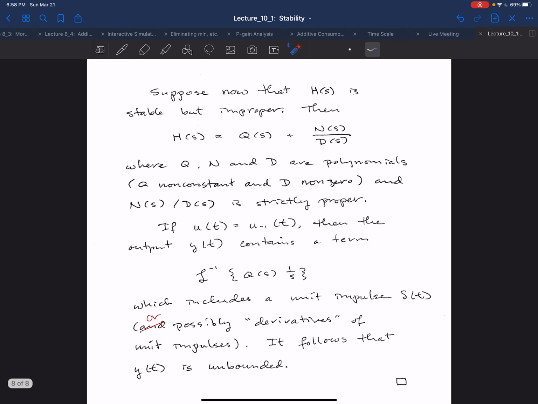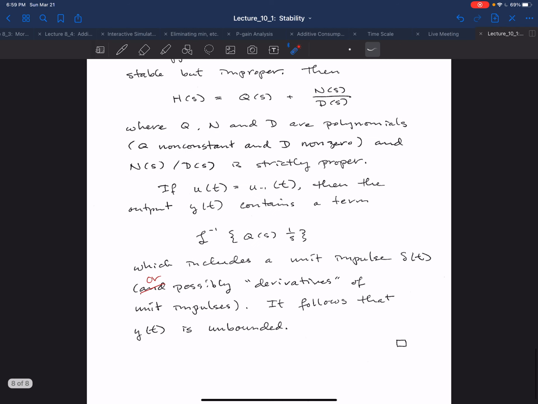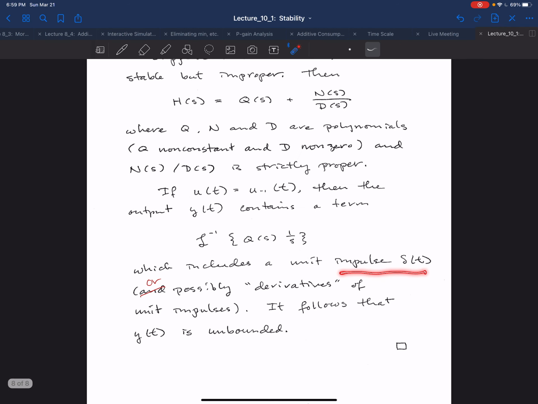Now, what if the input is a step? Again, let's use a step. It's a convenient example of a bounded input, and see what we get. Well, in the transform of the response, we'll get 1 over s times this strictly proper term, N(s) over D(s). And that's not a problem, but we will also get another term that consists of 1 over s multiplied by Q(s). So this is going to include a unit impulse, delta of t, corresponding to the case where Q(s) contains a term in s, for instance.